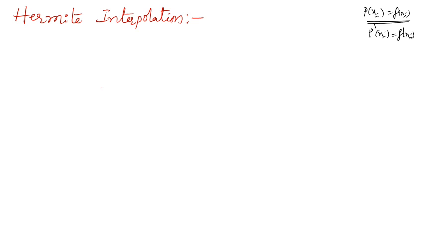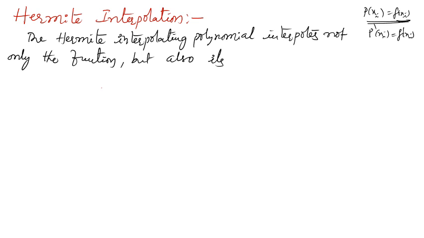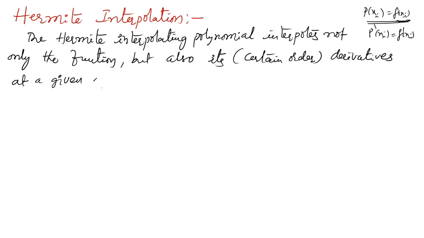Okay, now see what is the definition here. The Hermite interpolating polynomial interpolates not only the function, that means f of xi, but also its certain order derivatives at a given set of tabular points.